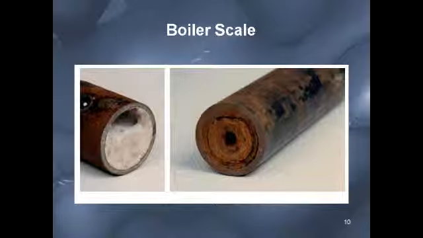Here is a picture of two different types of boiler scale. The different colors come from the different minerals that are in there. On the left, you probably have calcium or magnesium. On the right, iron and that type of material.